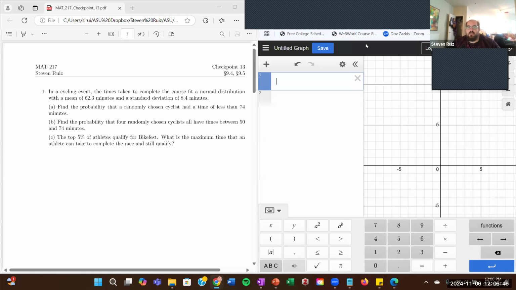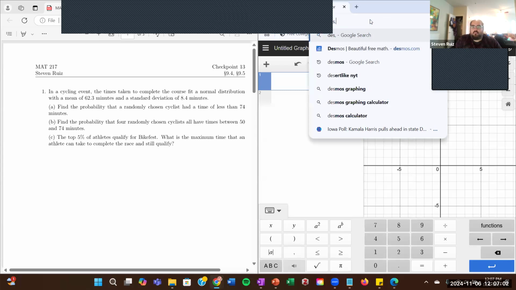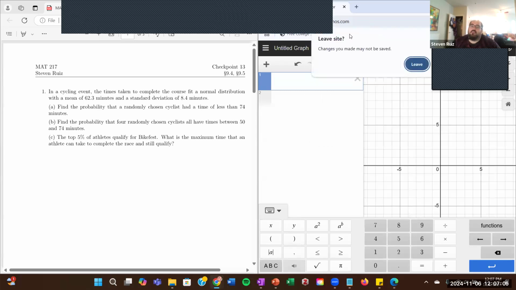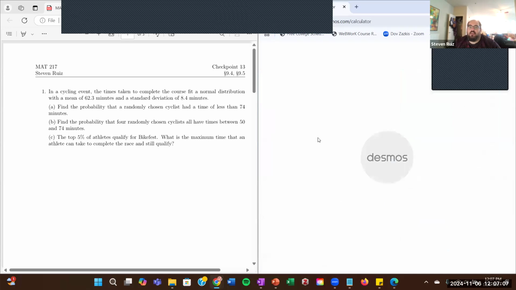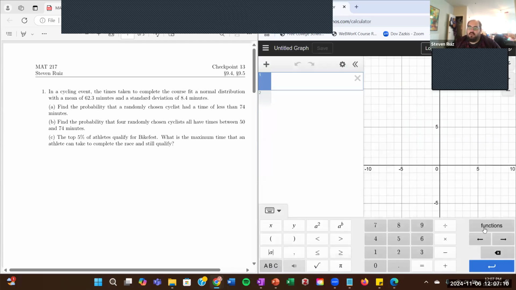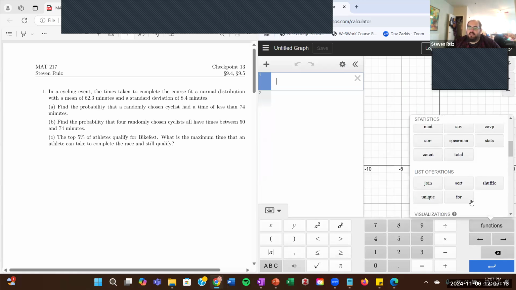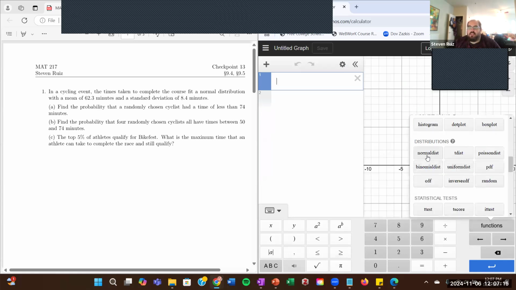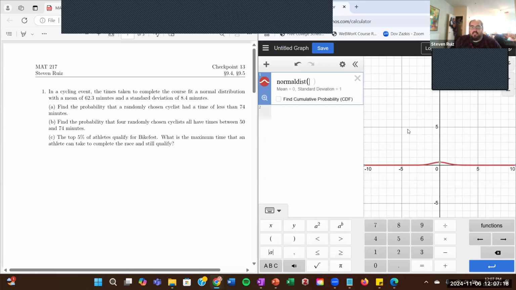If you go to Desmos, let me start completely from scratch. Reload Desmos and open the graphing calculator. If you open up the keyboard, functions, scroll down to one of the headings, distributions, you want normal dist. You can also just type in normal dist and this will come up. I want a normal distribution.